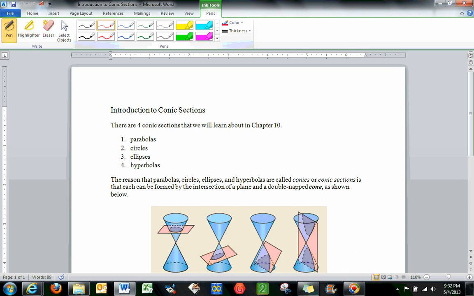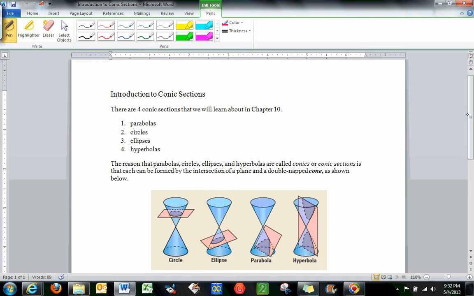So here we start basically with 4 conic sections that we're going to be able to create. We have parabolas, circles, ellipses, and hyperbolas. Now depending on where we fall in the end of the year, we may or may not be able to get to all 4 of them specifically, but we'll look at them over the big picture a little bit here.